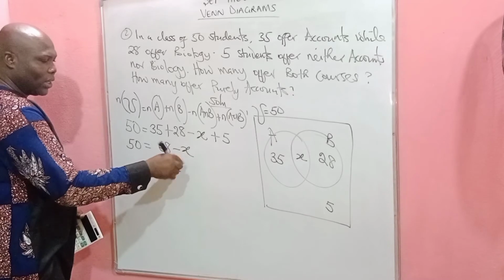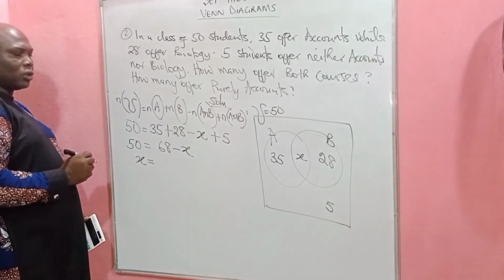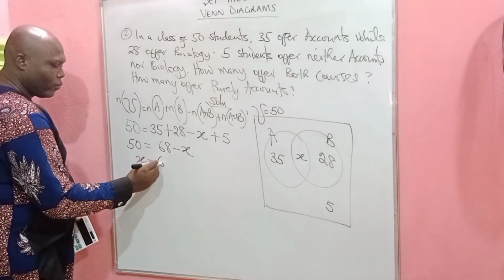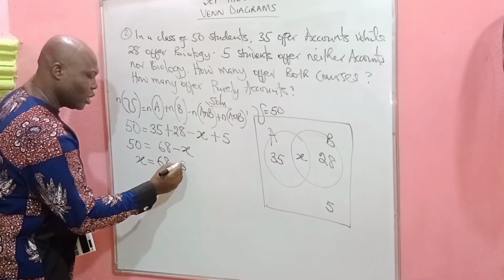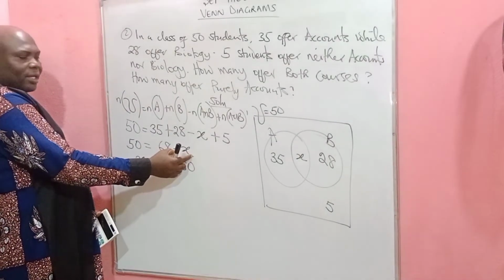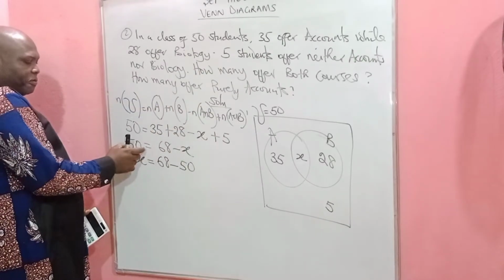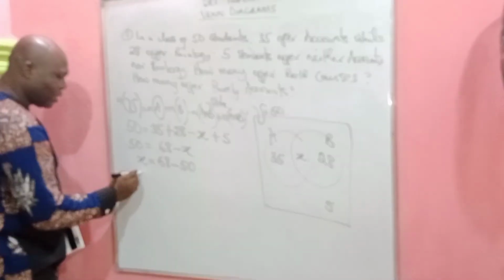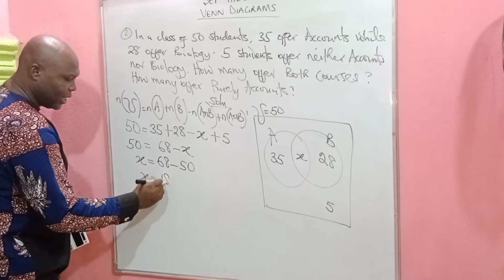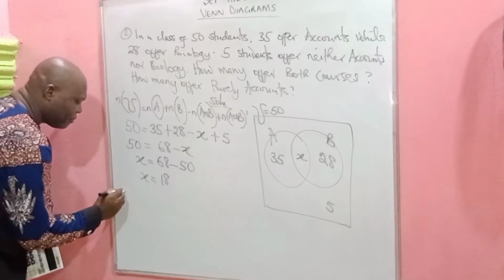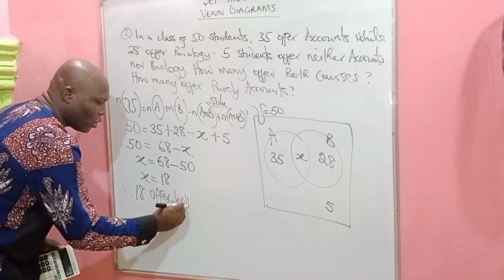So a negative X will cross to become a positive X. Take note of that. So we still have 68 here, whereas this 50 is positive, crossing will become negative 50. So we have collected like terms. A negative X crosses to become positive X. 68 is still the other way, and so 50 crosses to be a negative 50. Therefore, X will be equal to 68 minus 50. So that gives us 18. It therefore means that 18 offer both courses.